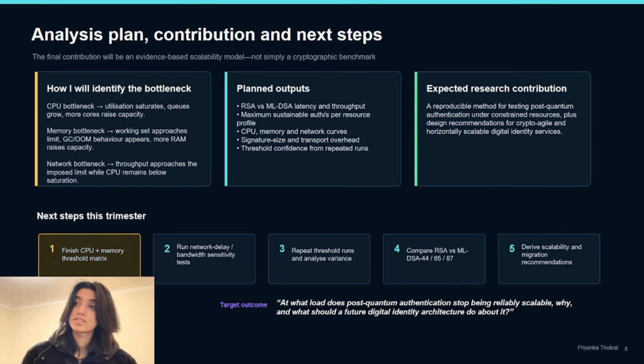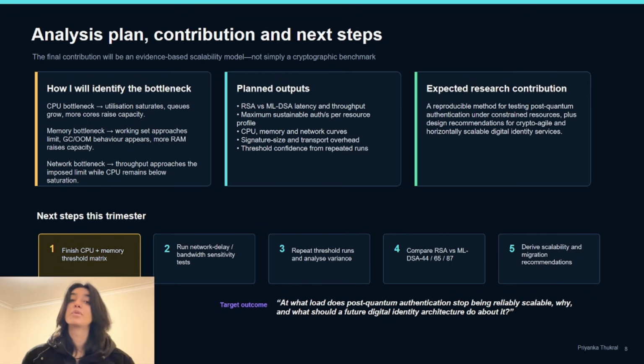Now, the planned output: comparing RSA and ML-DSA latency and throughput, maximum sustainable authentication per resource profile, CPU, memory and network curves, signature size and transport overhead across the network, and threshold confidence from the repeated runs. The expected research contribution: a reproducible method for testing post-quantum authentication under constrained resources, plus a recommended design for a cryptographically agile and horizontally scalable digital identity service.